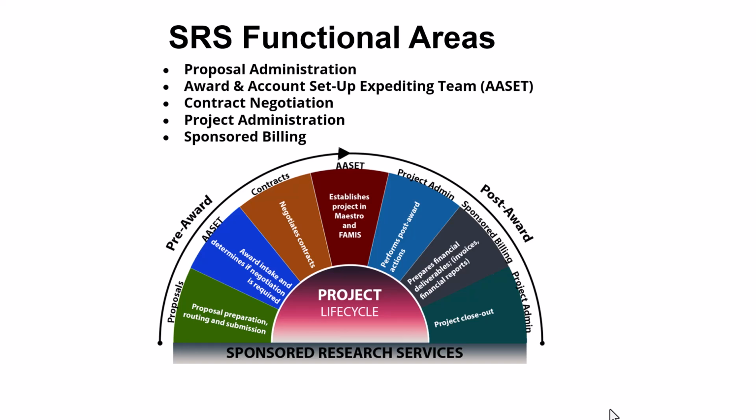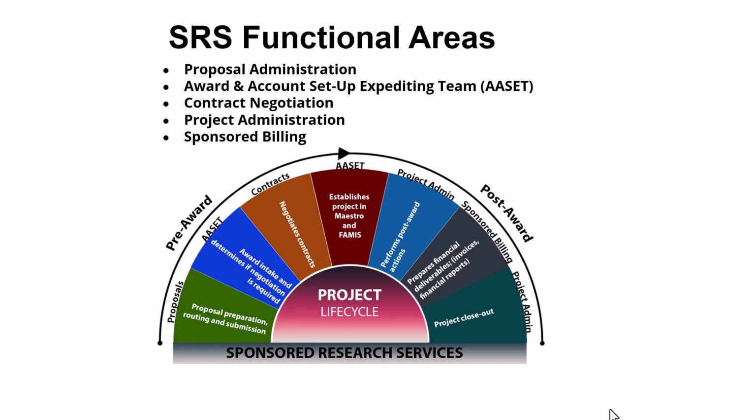The post-award areas include logging in and setting up the award in the research administration and financial systems, and managing the financial aspects of the project. The various SRS functional areas of proposal administration, award and account setup expediting team known as ASSET, contract negotiation, project administration, and sponsor billing are shown in their place in the life cycle.